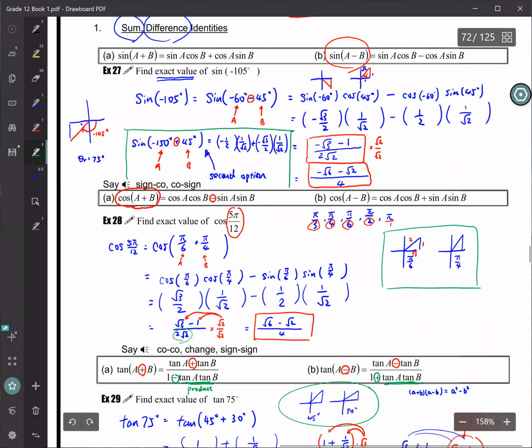Okay, next pair: cosine, sum and difference. Cosine, sum and difference. Very good.